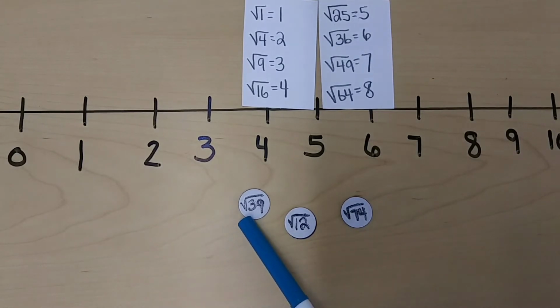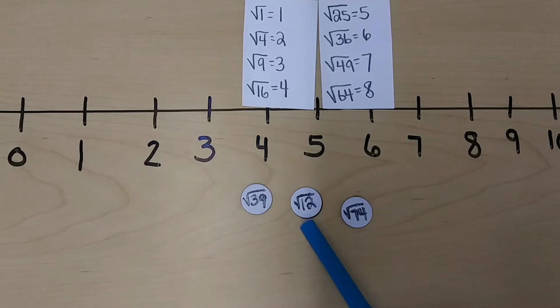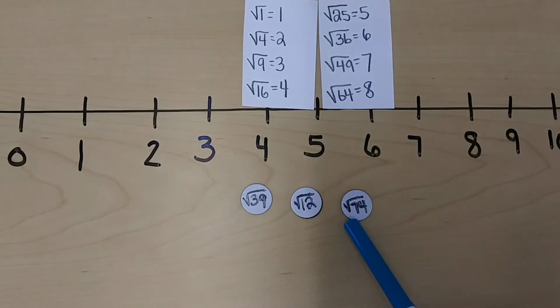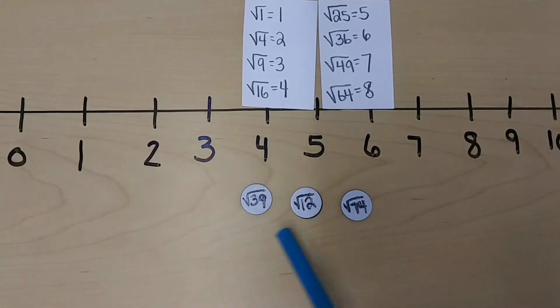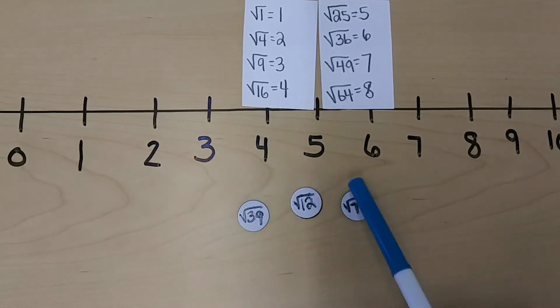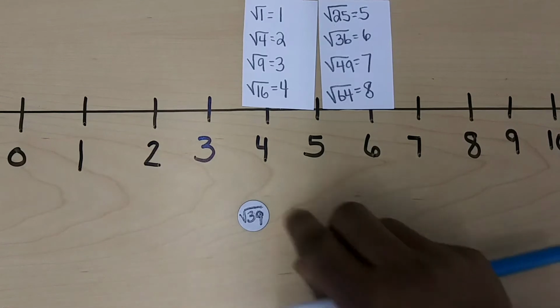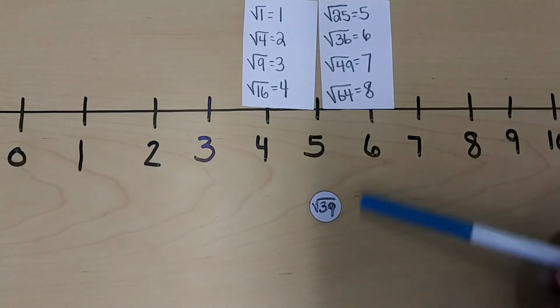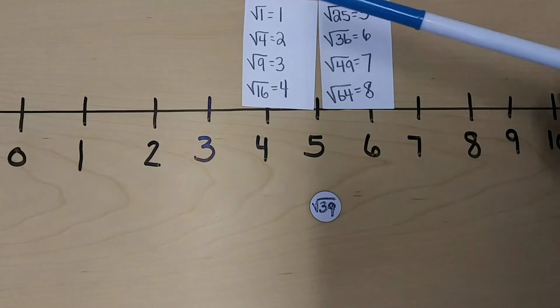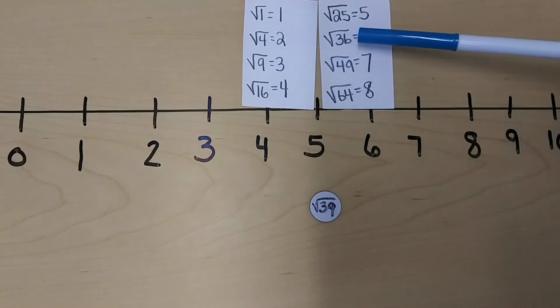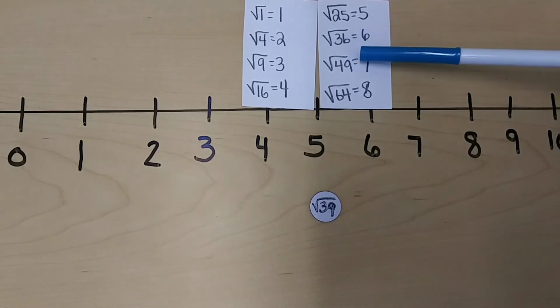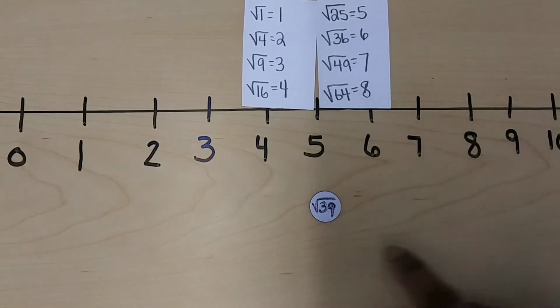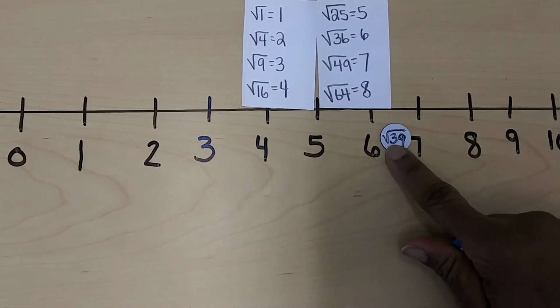Looking at the first one, I have the square root of 39, the square root of 12, and the square root of 74. Where on this number line do these numbers lie? That will help me to arrange them. Let's start with the square root of 39. Looking at our perfect squares, the square root of 39 falls between the square root of 36 and the square root of 49, so it must be between 6 and 7. I'm going to move this one between 6 and 7 for now.